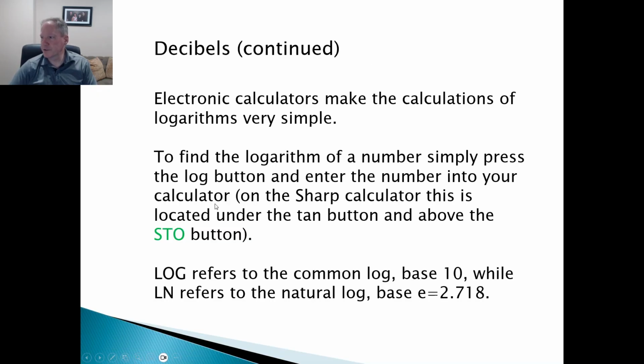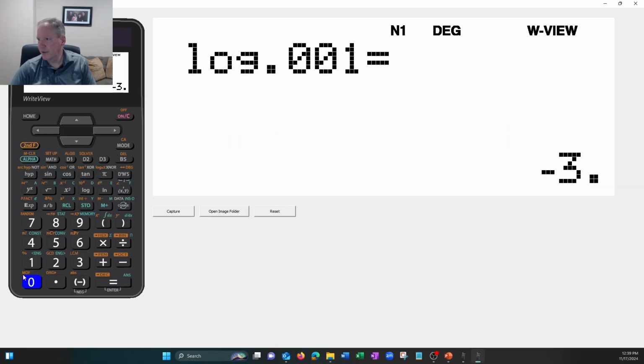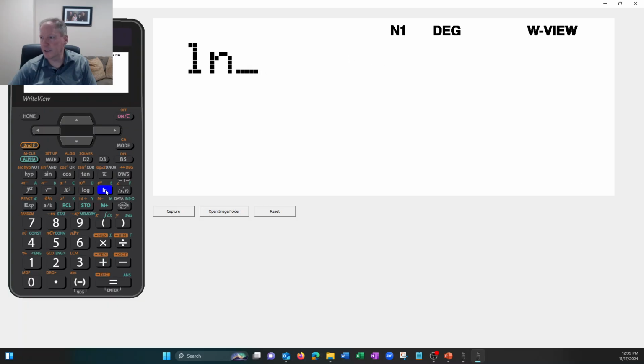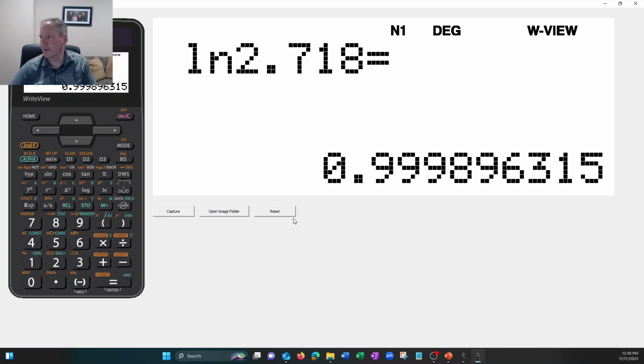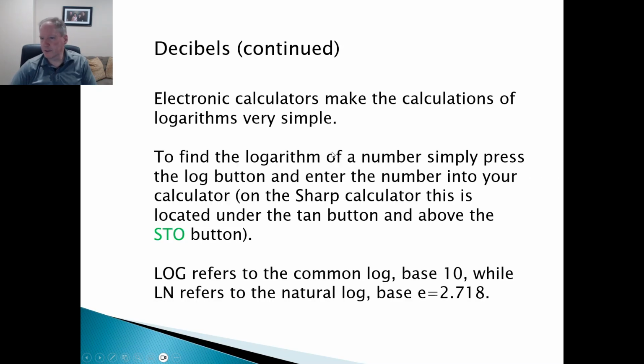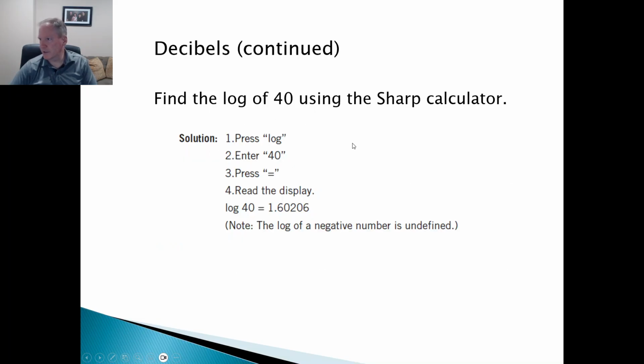And log refers to the common log base 10, while the ln, which was also right next door, is the natural log, with base e equal to 2.718. So if I take ln of 2.718, it should be 1, or just under it. Okay? So those are some of the calculator functionality.